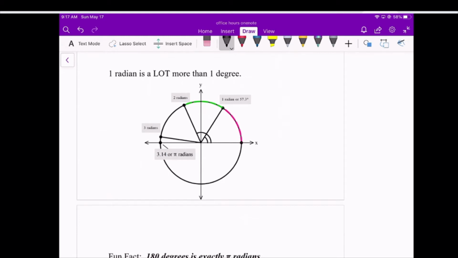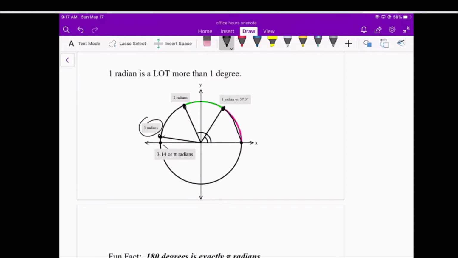Just as a reminder here, a radian is a lot more than 1 degree. So 1 radian would be right here, this angle here that's 57.3 degrees. 2 radians would get us over here. 3 radians would get us over here. And notice by the time we get to 3 radians, we're not quite to 180 degrees.